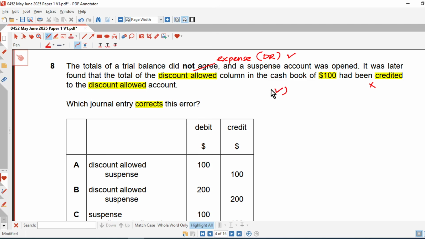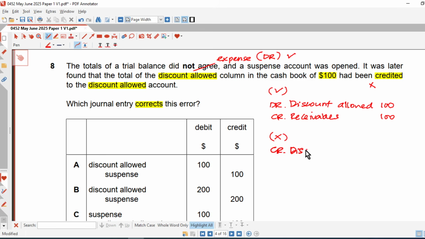So as usual, I'm going to come out with my 3 columns to help to make things easier. Your double entry should have been to debit discount allowed, credit the receivables, right? This is what you should have done. But what did you do? Right? You've done something wrong. You credited discount allowed instead. So there are going to be 2 credits in your transaction.